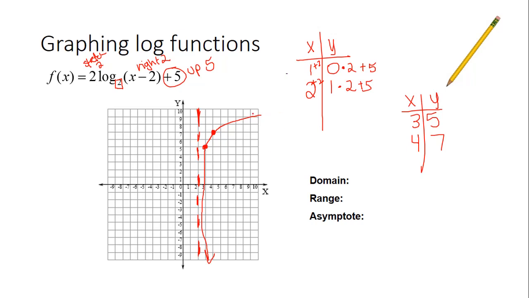Something like that. So my domain would be from 2 to infinity. Notice there's no bracket on 2 because I can't touch the asymptote. Okay, can't cross it, so I can't have a bracket on it. Range, however, I am getting all of the y's. And my asymptote is located at x equals 2.